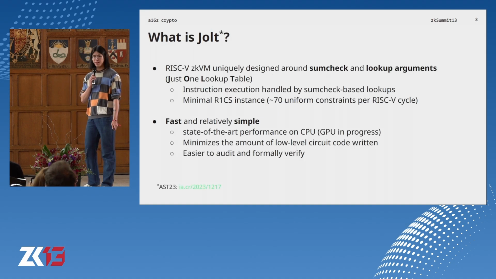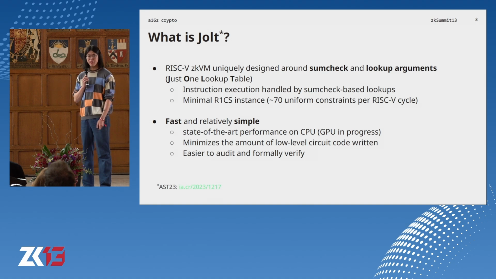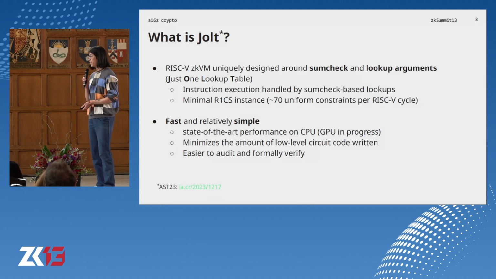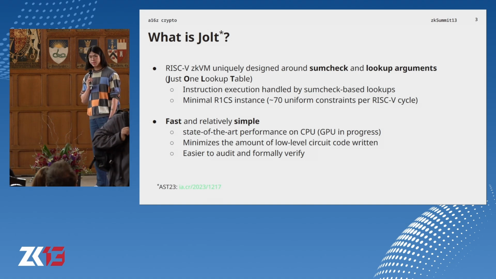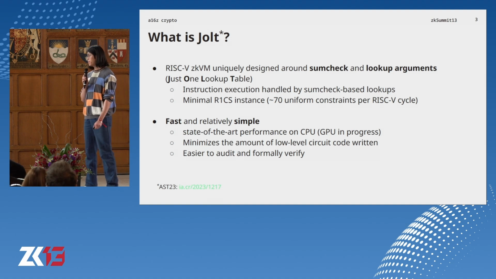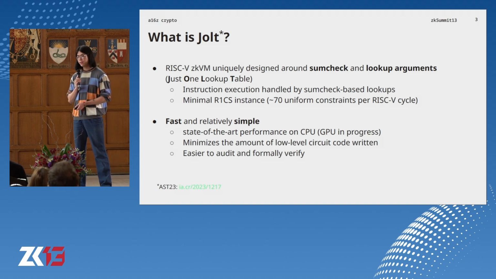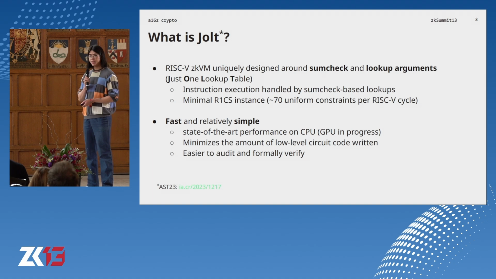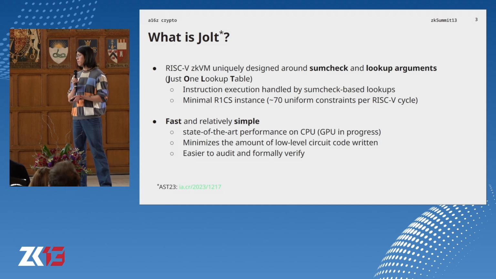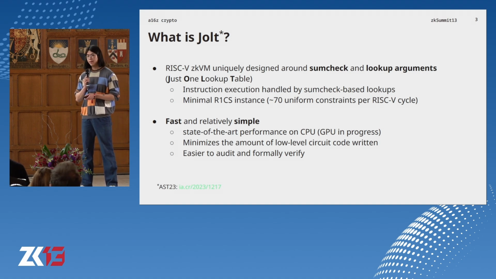So what is Jolt? Fortunately, I was preceded by two other talks about zkVMs, so I don't have to explain what that is. But what sets Jolt apart from its peers is that it's uniquely designed around sumcheck and lookup arguments, hence the backronym: Just One Lookup Table. This makes Jolt fast and relatively simple. It achieves state-of-the-art performance on CPU, and we have GPU acceleration in progress. And by minimizing the amount of low-level circuit code that's written, it makes it easier to audit and formally verify.